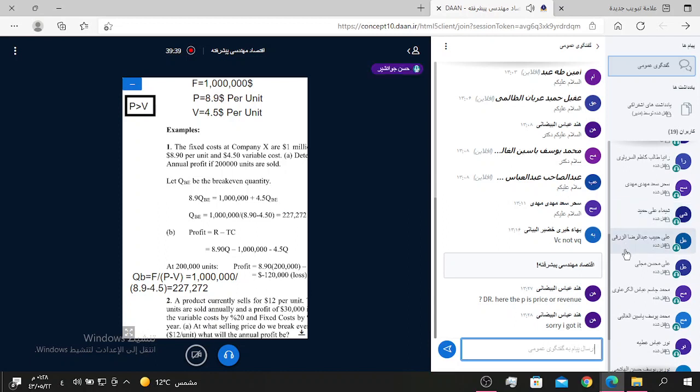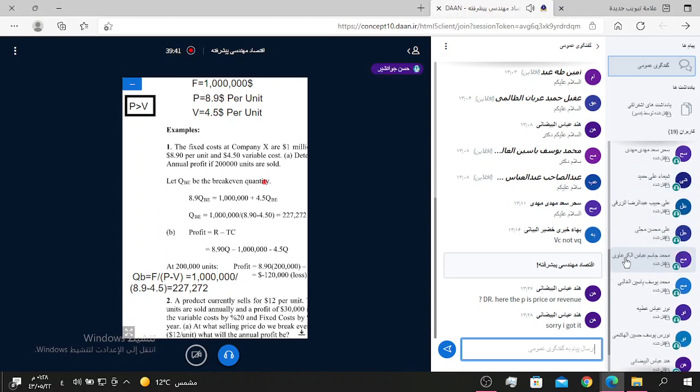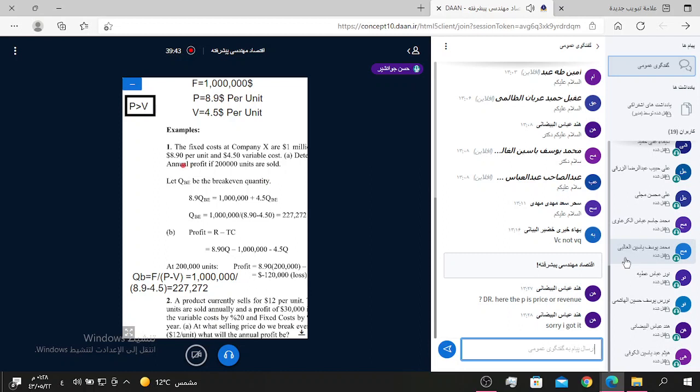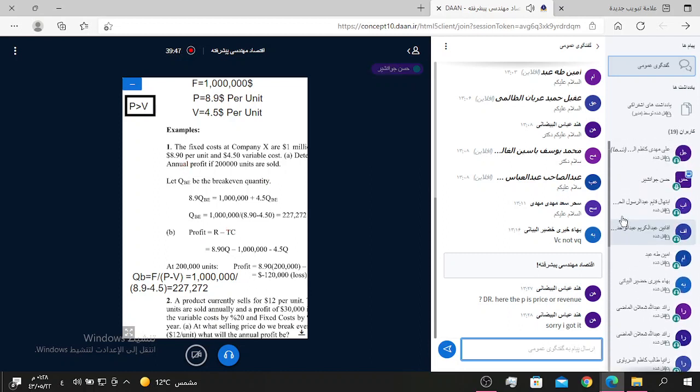Price or revenue. R is revenue. Revenue equal to R equal to P multiple Q, where P is price per unit and Q is production.